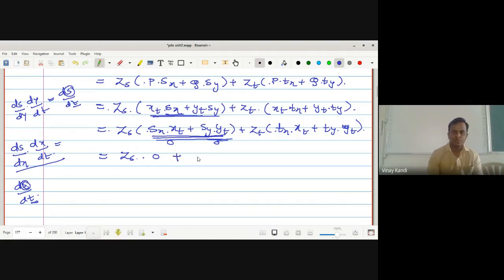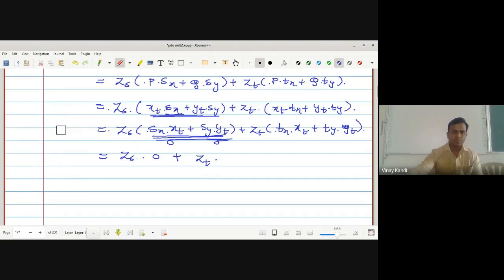Plus zt. Now look at here: tx into xt. What is the meaning of this? The derivative of t with respect to x into dx with respect to dt. By using the chain rule we get dt by dt. The derivative of t with respect to t is 1.